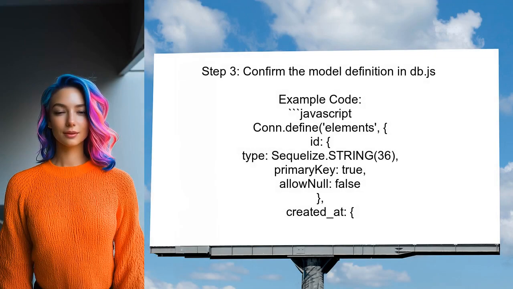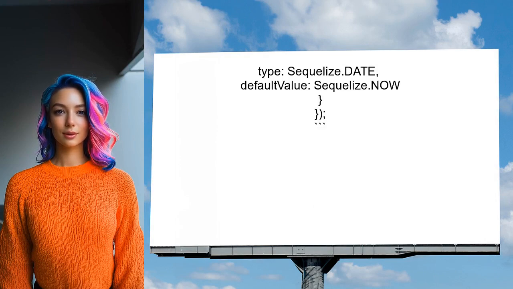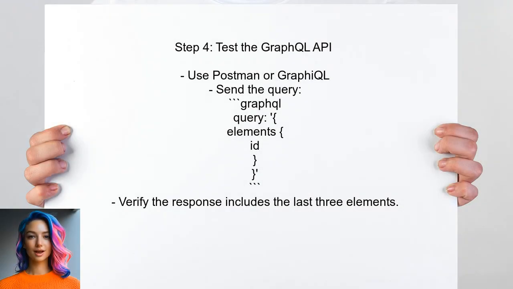Additionally, the user should confirm that the createdAt field is included in the model definition in the db.js file. This ensures that the database can track when each element was created. Finally, the user can test the GraphQL API to verify that it returns the last 3 elements as expected. They can use a tool like Postman or GraphQL for this.